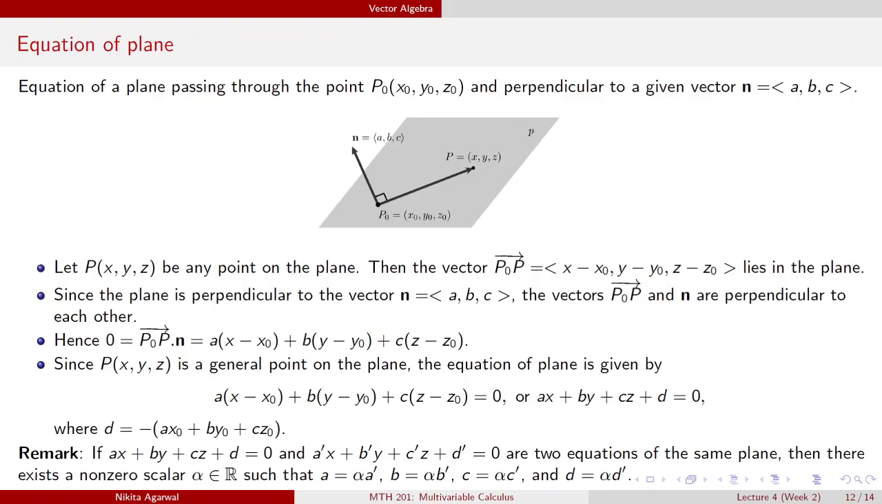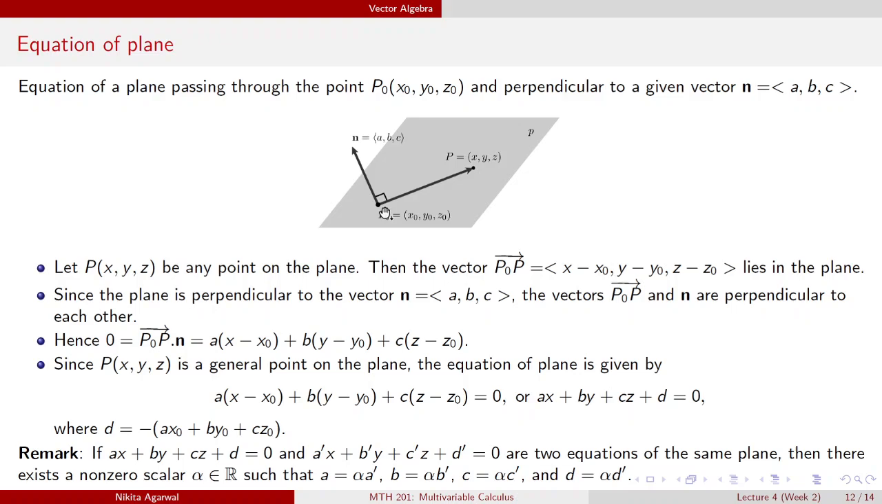Now a quick remark. Suppose you have two equations of the same plane. The question is, what is the relationship between them? The relationship is that there exists a non-zero scalar alpha such that the coefficients a, b, c, d are scalar multiples of the coefficients in the other equation, a prime, b prime, c prime, d prime. So this is what you get. We will discuss this more in the tutorial, but this can be proved using the above discussion.